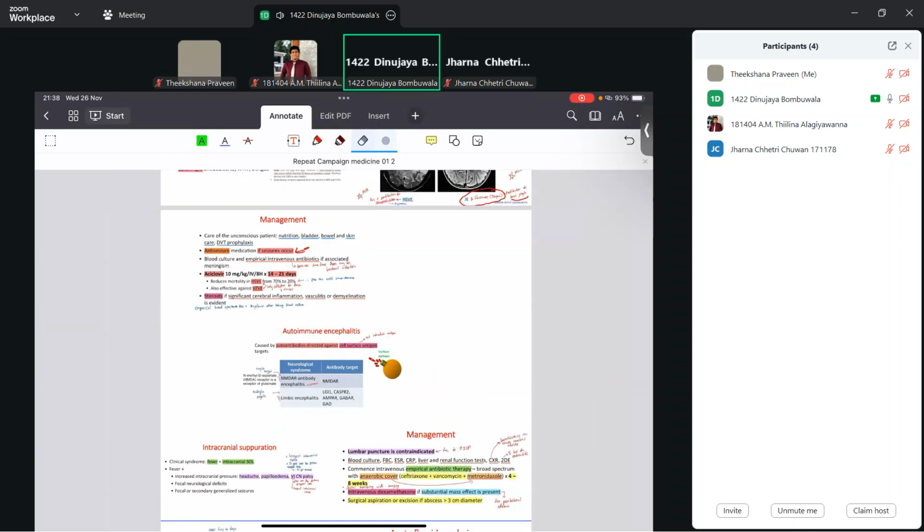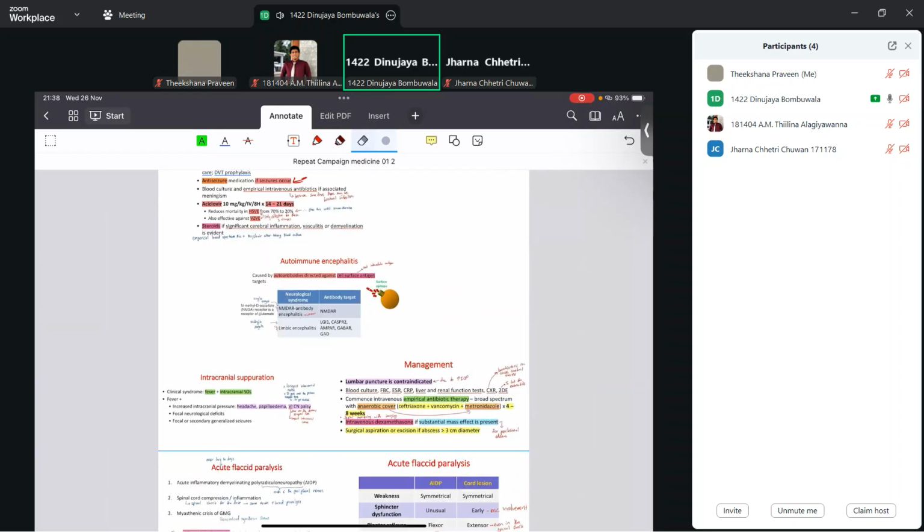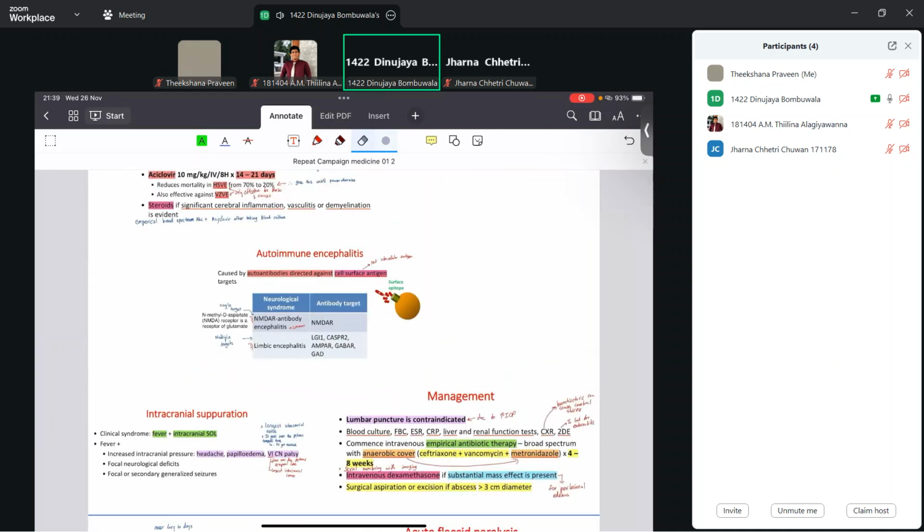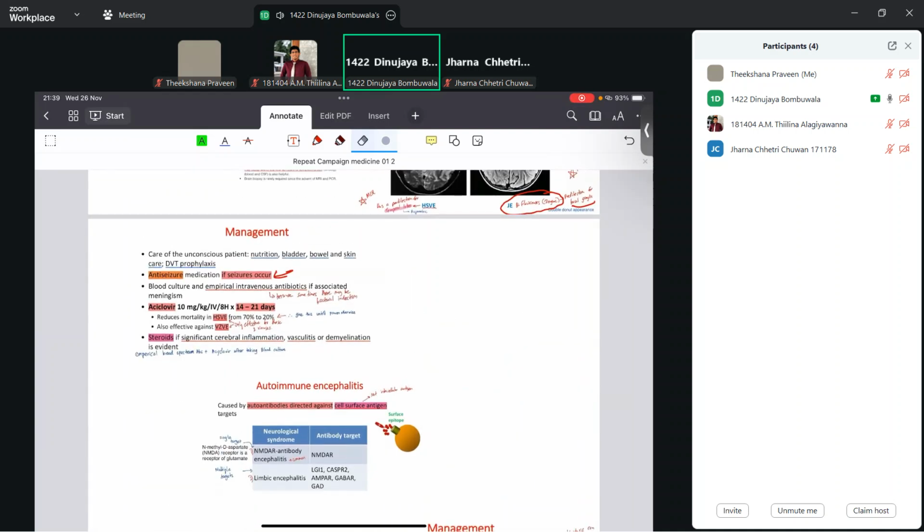And that's it. And intracranial suppuration, which is abscess in the brain, do you know what the radiological features are that you can see in an intracranial abscess? If you do a CT, what would be there?